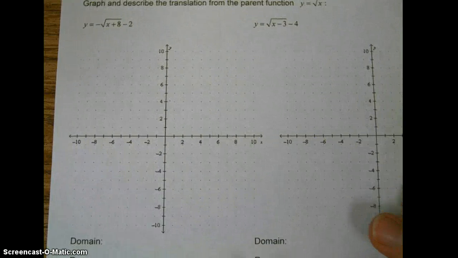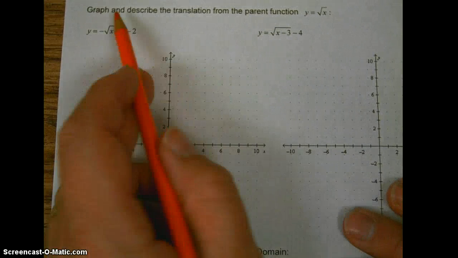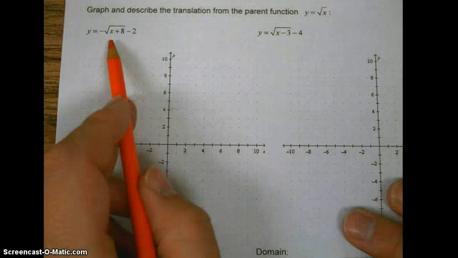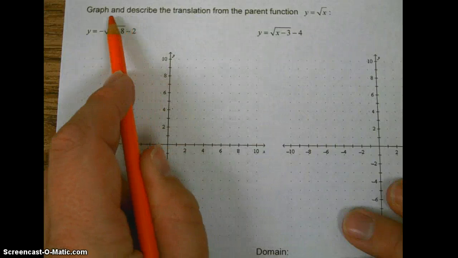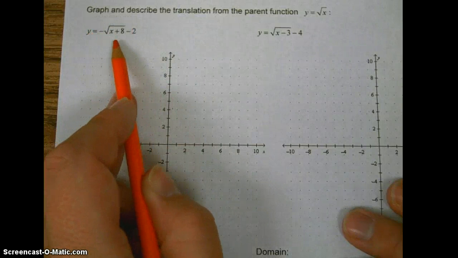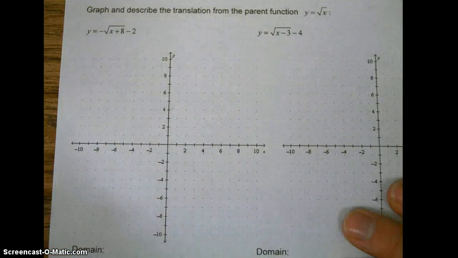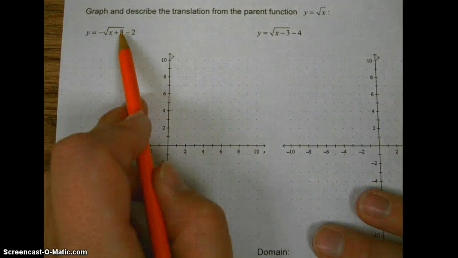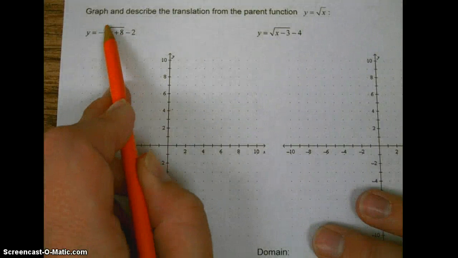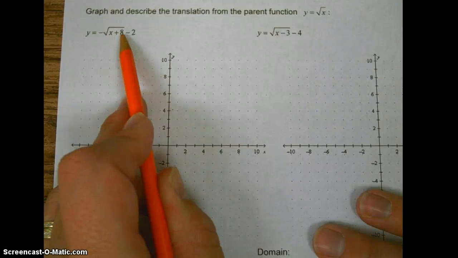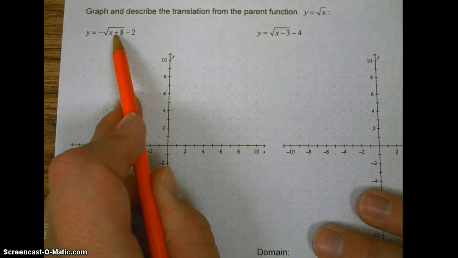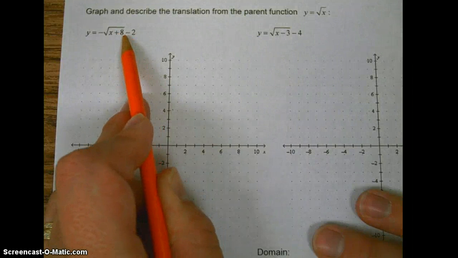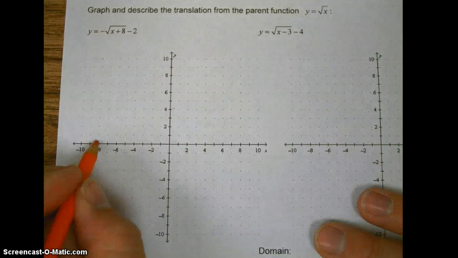Alright, let's do one of these together. It says graph and describe the translation from the parent function y equals the square root of x. Alright, how many transformations do you see here? You should see 3. First, we need to start with inside the grouping symbol. The square root is a grouping symbol. This says to move 8 units to the left, 2 units down. So 8 to the left, 2 down.